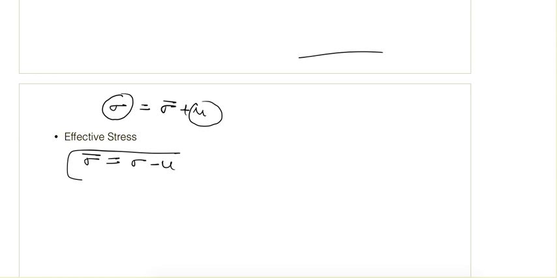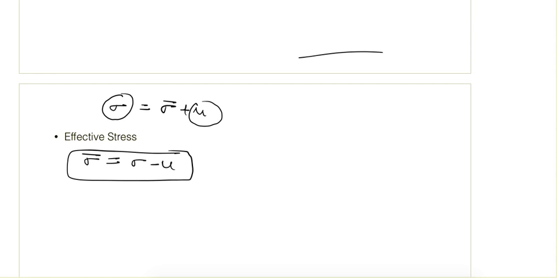So the next part is the effective stress. As I said, the total stress is the sum of effective stress plus pore water pressure. We can measure total stress and we can measure the pore water pressure, but we cannot measure the effective stress, so it is found out by the difference of total stress and the pore water pressure.